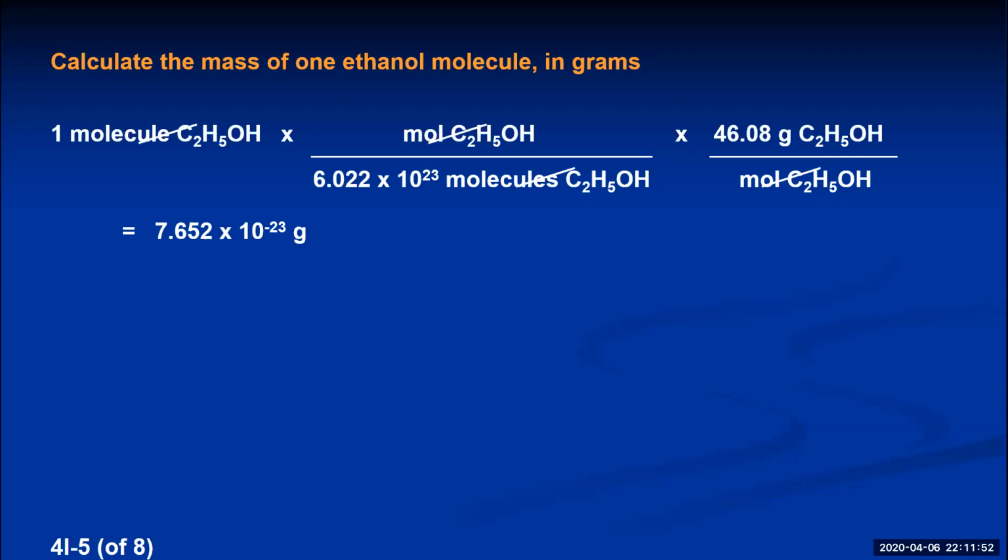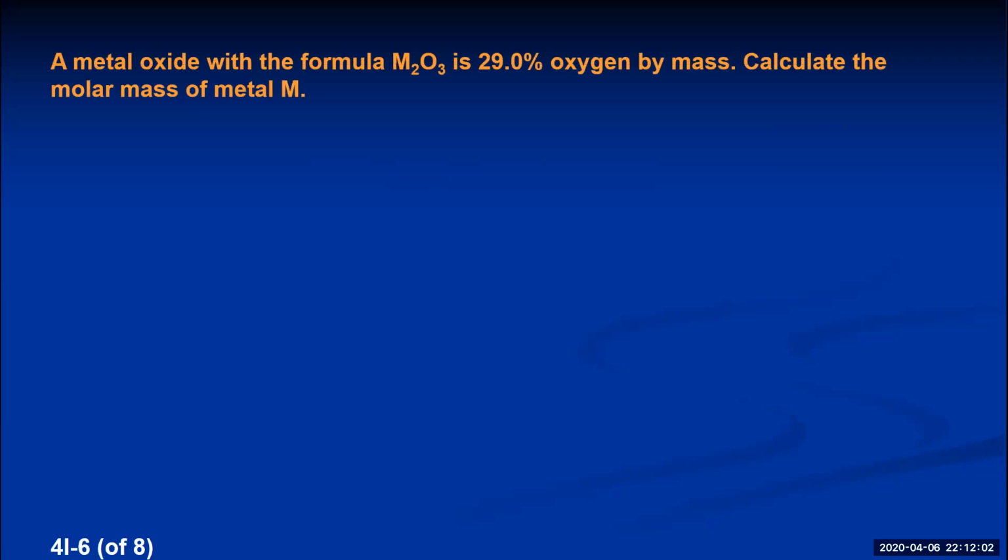So with this technique, you can calculate the mass of one molecule, one atom of any substance that you may be interested in. Let's look at another stoichiometric relationship. Let's say a metal oxide has the formula M2O3 and it's 29.0% oxygen by mass. Calculate the molar mass of metal M.